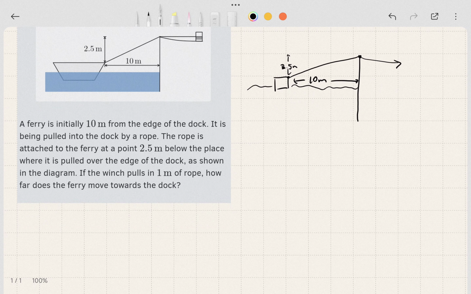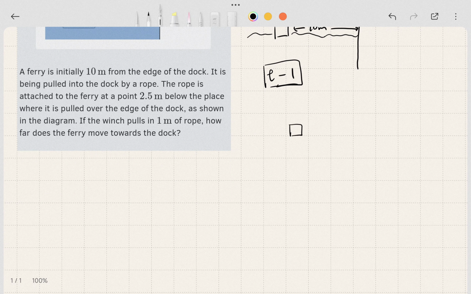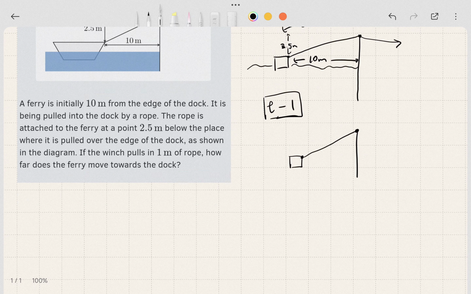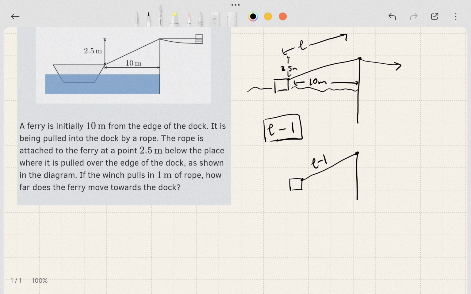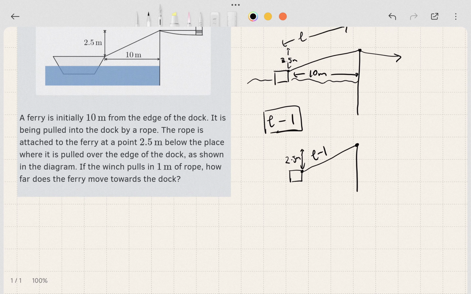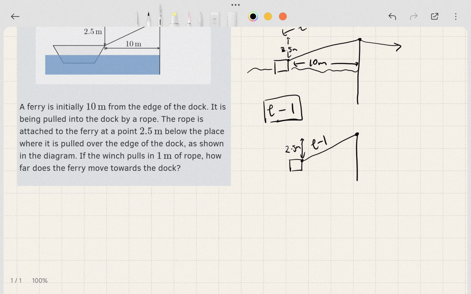So let's say this is L, right? So L reduces by 1 meter. This is the new scenario here. The boat is closer to the dock, and the distance between the edge of the dock to the object is L minus 1 meters, and that vertical distance is still 2.5 meters because the boat is still floating in the water. So now we're asked, how far does the ferry move?